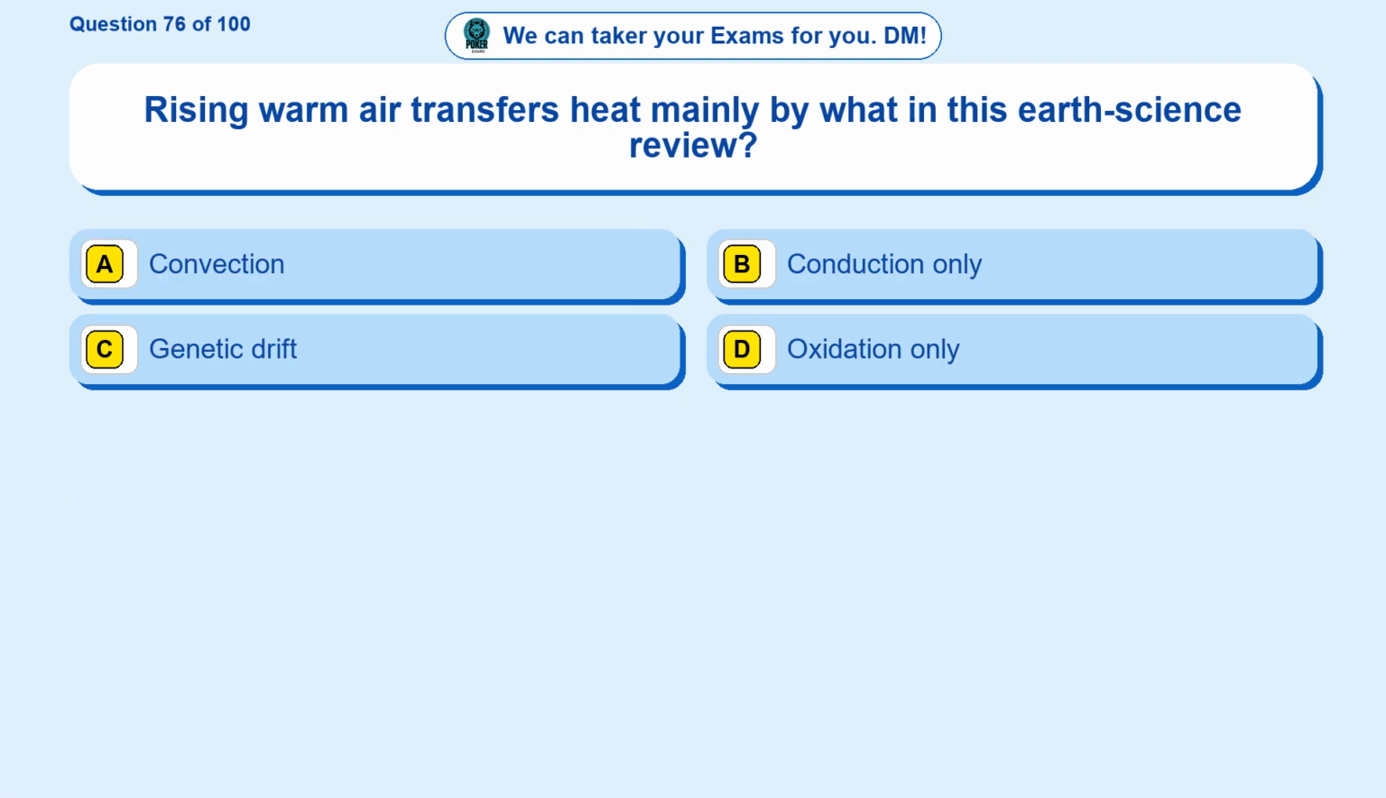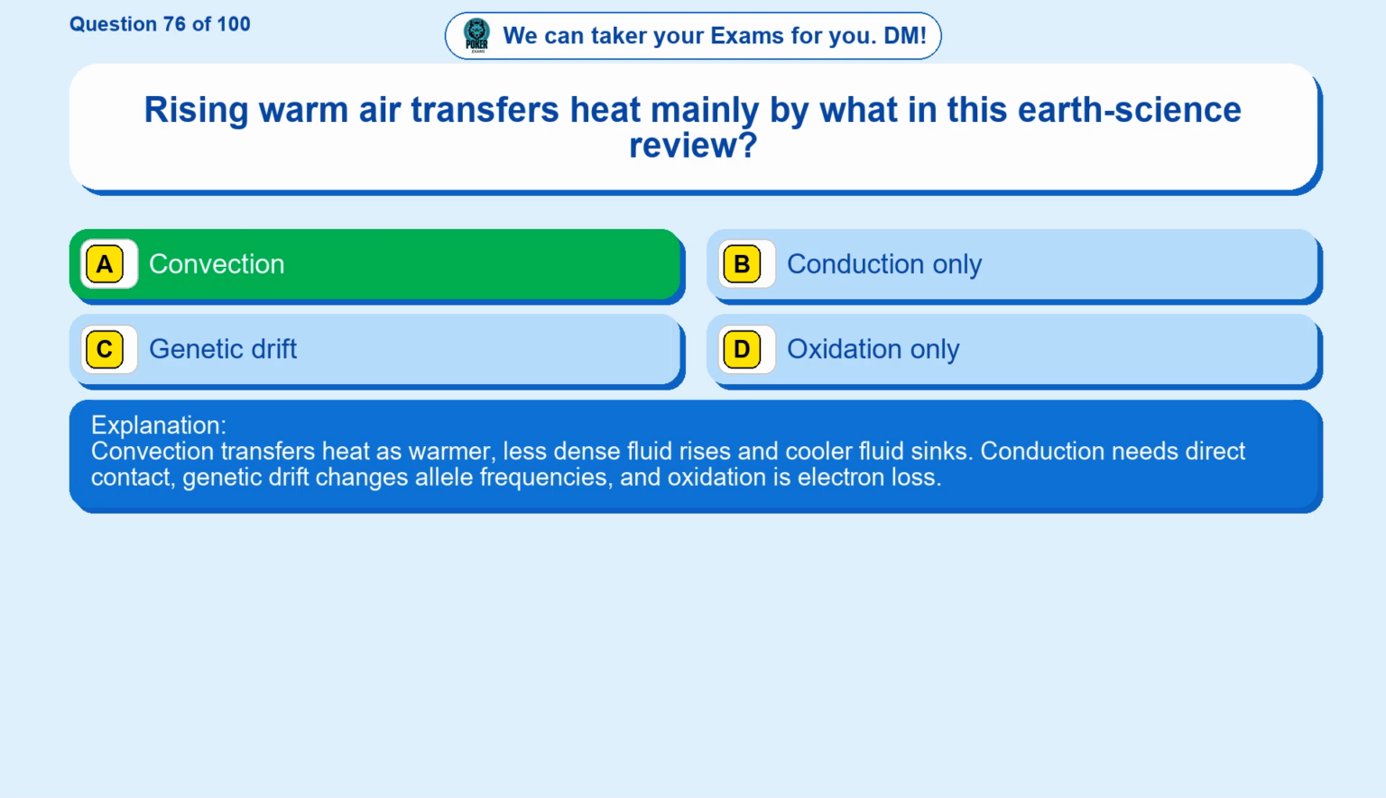Question 76. Rising warm air transfers heat mainly by what in this Earth Science Review? Option A, convection. Option B, conduction only. Option C, genetic drift. Option D, oxidation only. The correct answer is option A. Convection. Convection transfers heat as warmer, less dense fluid rises and cooler fluid sinks. Conduction needs direct contact, genetic drift changes allele frequencies, and oxidation is electron loss.